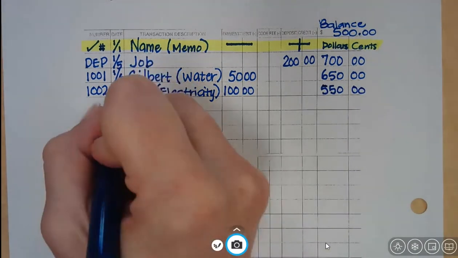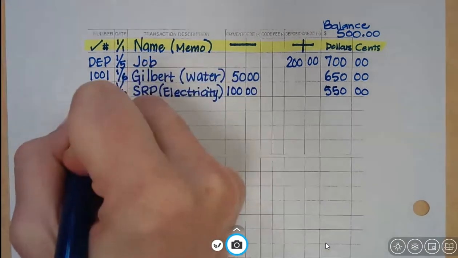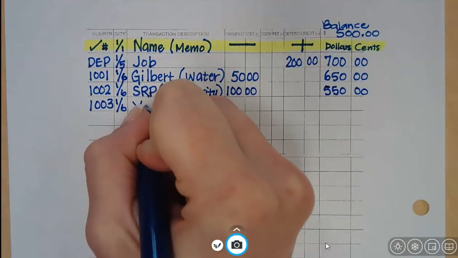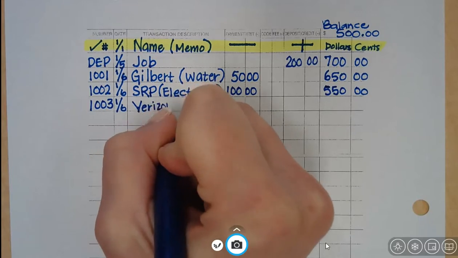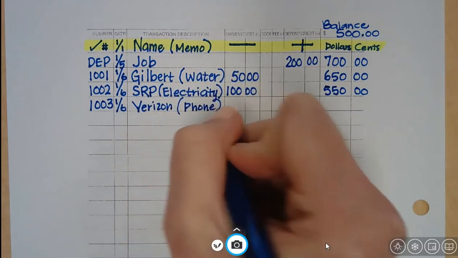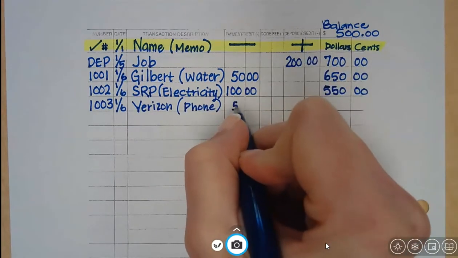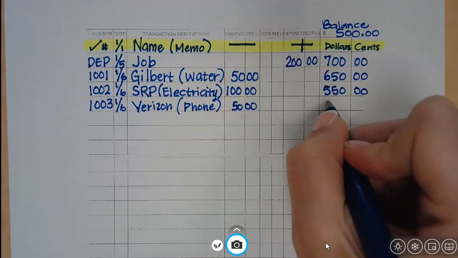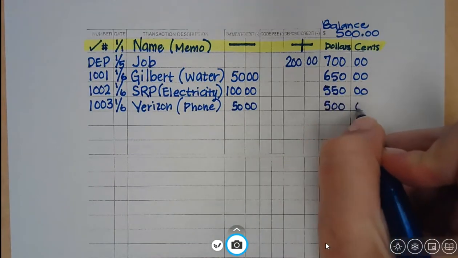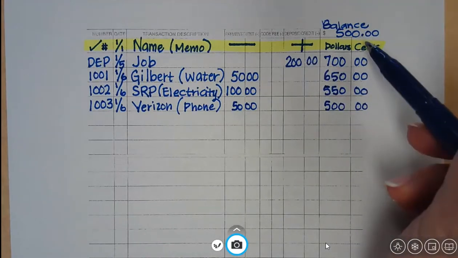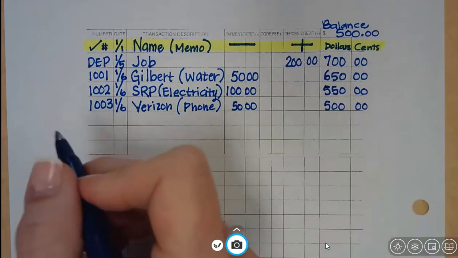Okay. And then my next bill I have to pay is my phone bill. And I use Verizon, so I'm going to pay them. And that bill is $50. So I subtract 50 from this, and I'm now down to $500. So I got paid my $200, and I paid 3 bills, and I'm back to my original balance.